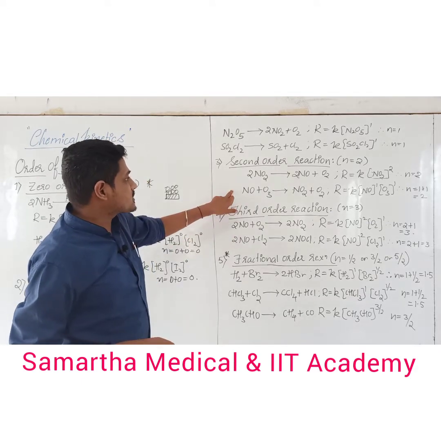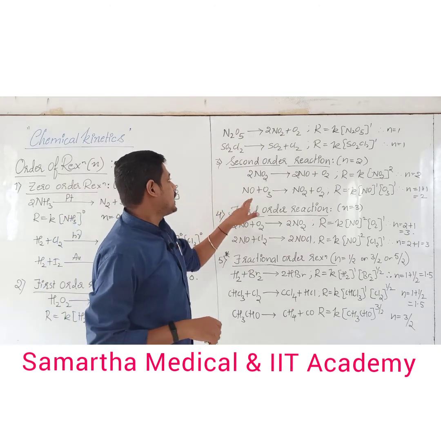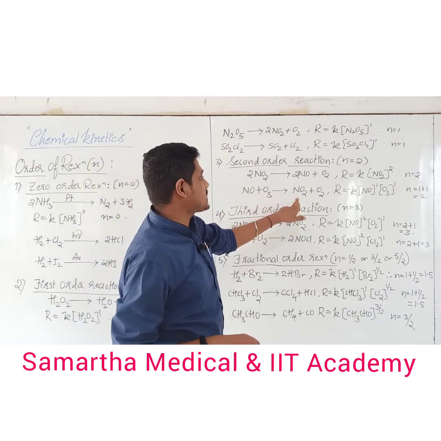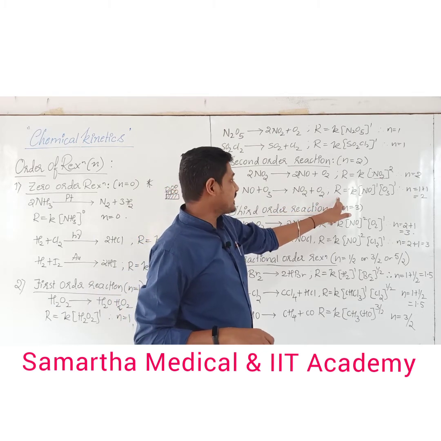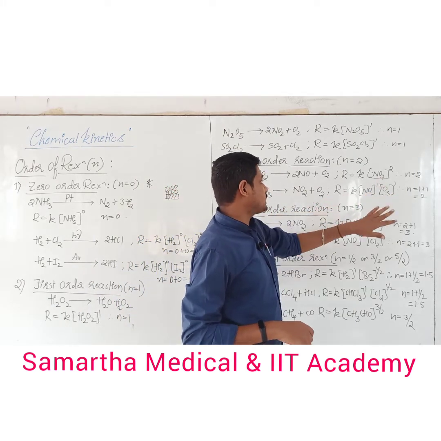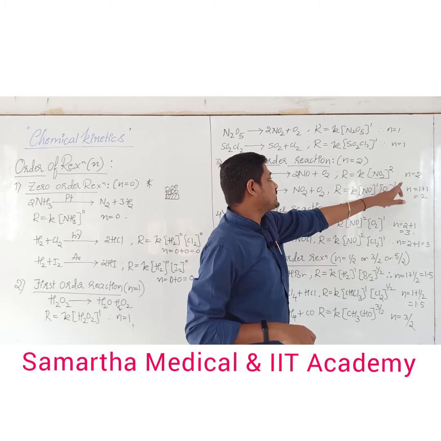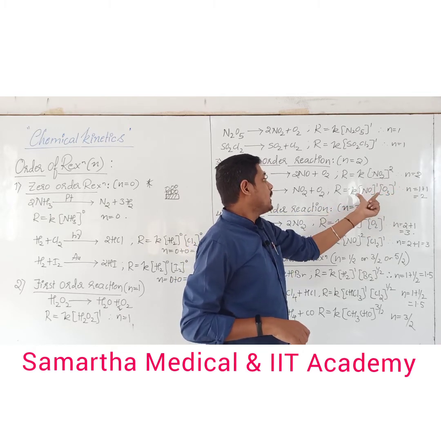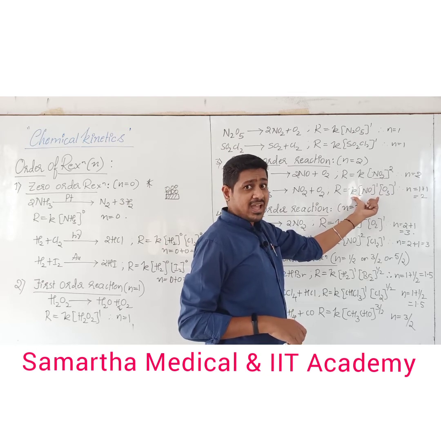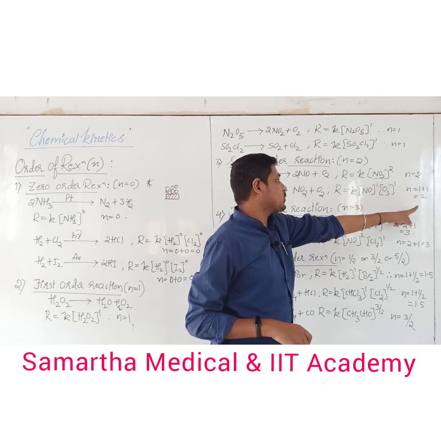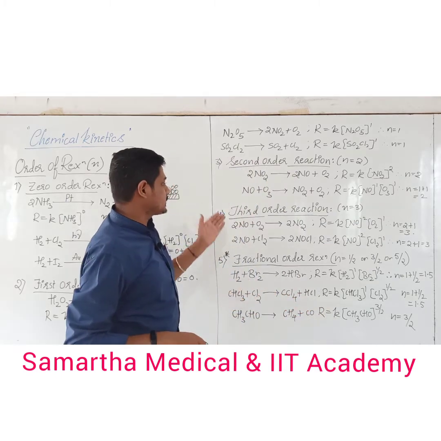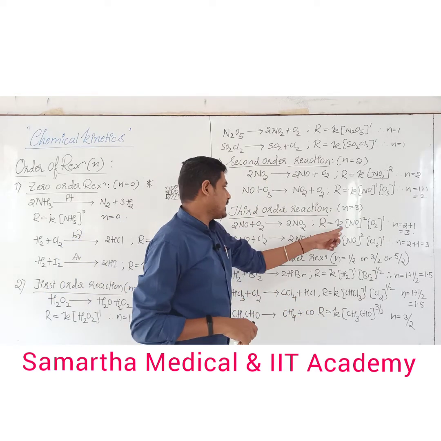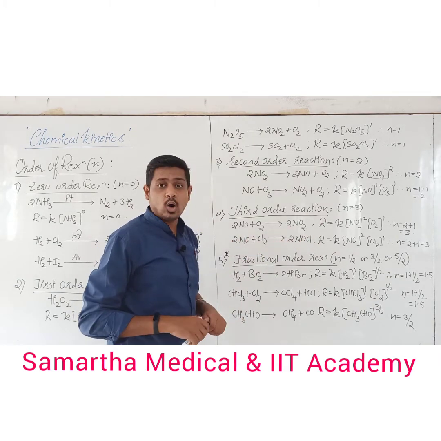Now you can clearly understand here nitric oxide reacting with ozone giving you nitrogen dioxide and oxygen. Here the rate is equal to what? How will you calculate the order of the reaction? It is the sum of the powers of the concentrations of the reactants as per the rate equation. So 1 plus 1 is equal to 2. And for third order reaction, here also we have given some examples. So in third order reaction, how do we calculate the order of a reaction?